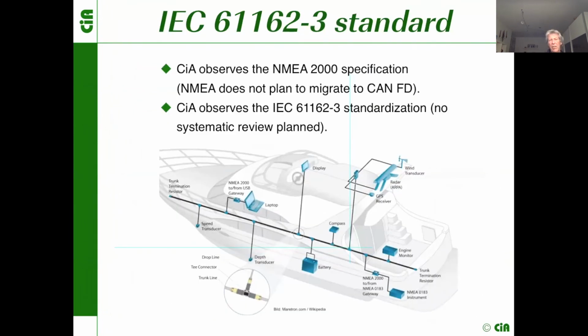CiA is not directly involved in the IEC 61162-3 standard, which describes the NMEA 2000 specification, but we observe this. What we know is that there is no systematic review planned, no plan to migrate to CAN FD or to do anything else. They are happy with what they have, and they will keep it for the moment. If you are looking for another, more high-performance network, then they should do that. But at the moment, there is no activity in the IEC.